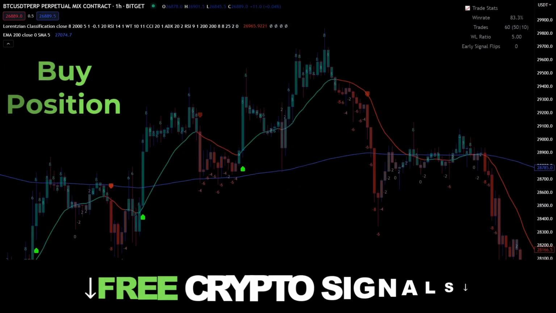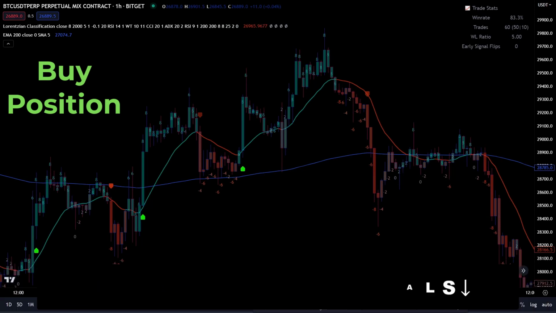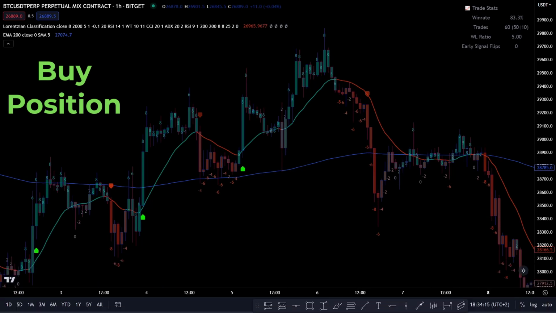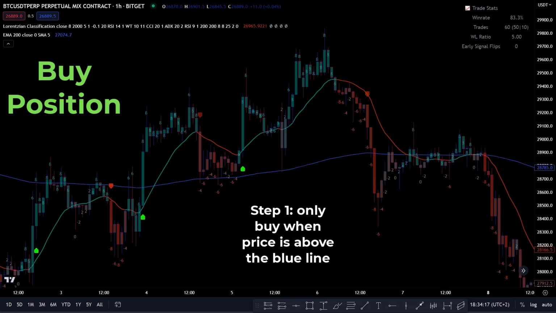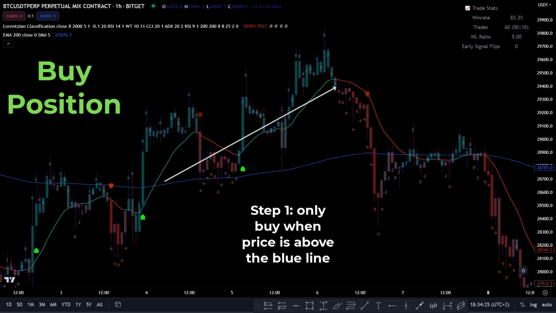We will start by taking an example of a buy position. To make a good trade, it is important to keep a few steps in mind. Step 1. Only take buy positions when price is above the blue 200 EMA line. When price moves above this blue line, it means the market is in an uptrend and price is more likely to go up. We can take advantage of this fact by buying the market.